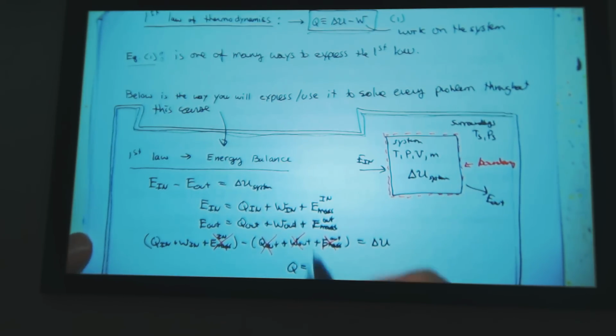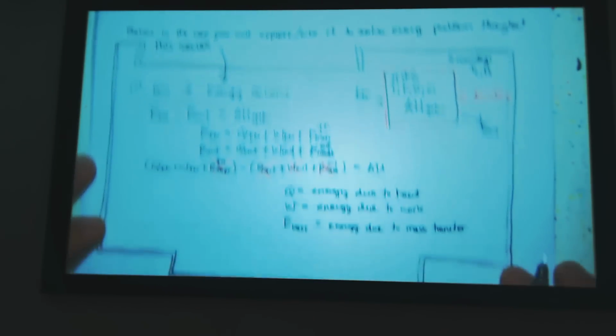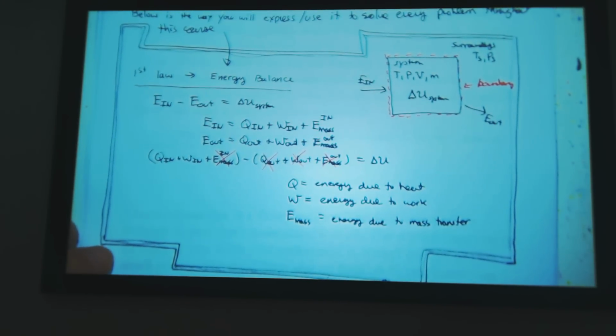Where Q is energy due to heat, W is energy due to work, and this last term is energy due to mass transfer. Yes. Okay.